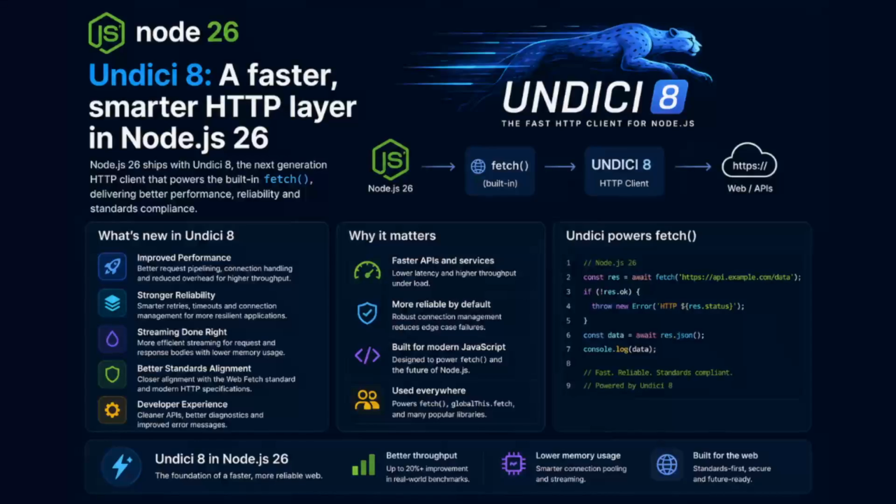It has faster APIs and services. It gives you more reliability by default because it provides you with robust connection management and reduced edge case failures. It has been built in for modern JavaScript because it's designed for the powerful fetch in the future of Node.js. Used everywhere because you can use fetch within the browser as well as within Node.js, and all the rest, well, we already know, right? Lower memory usage is great in my opinion, so I really like that. So let's go for that and see what is next.